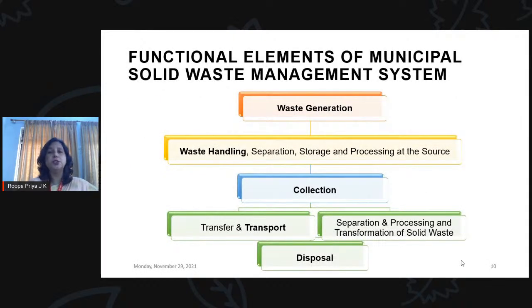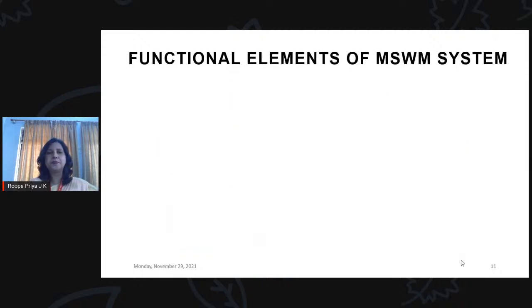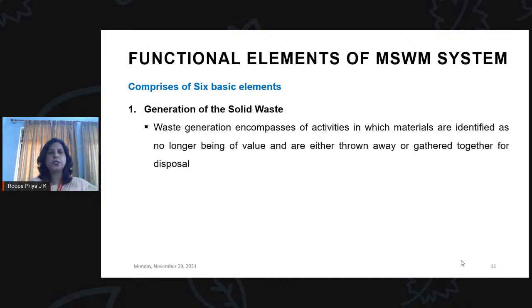The functional elements of municipal solid waste management systems include waste generation, waste handling, separation, storage, and processing at source, collection, transfer and transport, separation and processing and transformation of solid waste, and ultimately disposal. These functional elements are further explained as generation of solid waste, which encompasses all the activities in which materials are identified as no longer being of value and are either thrown away or gathered together for disposal.